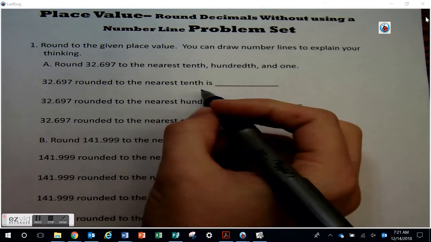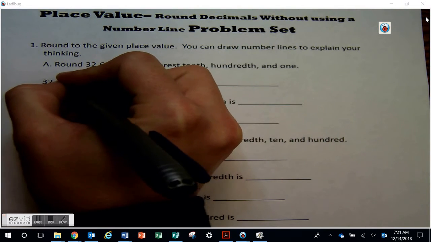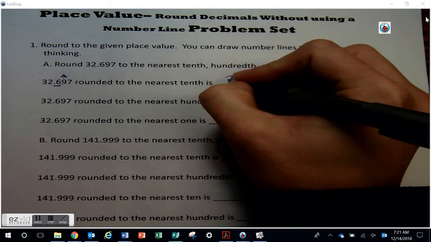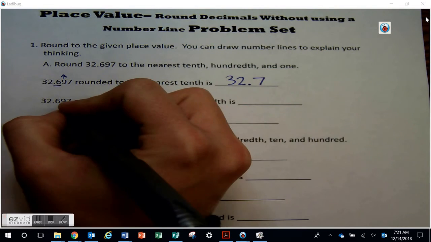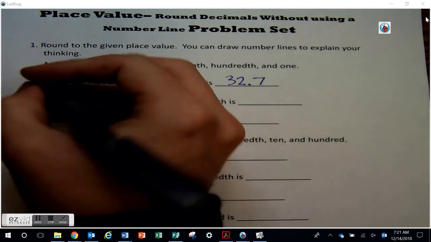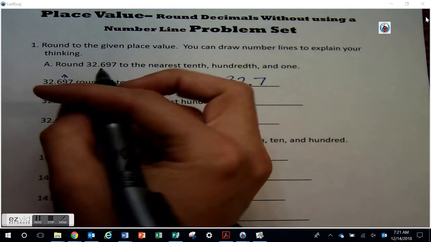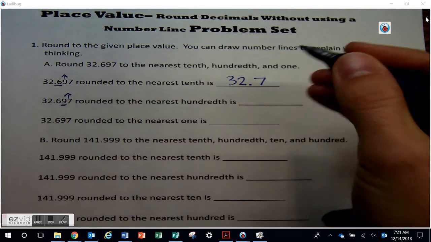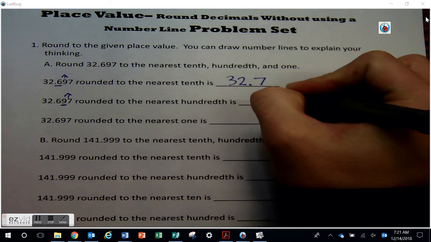So round to the nearest tenth. Here's my tenths place. I look at the 9. The 9 is going to make that 6 round up, so I get 32 and 7 tenths. Nearest hundredths place, that 7 is going to make that 9 round up. Ooh, the domino effect here. That 9 rounds up to a 10, the 6 is going to round up to a 7. So that's 32 and 70 hundredths.